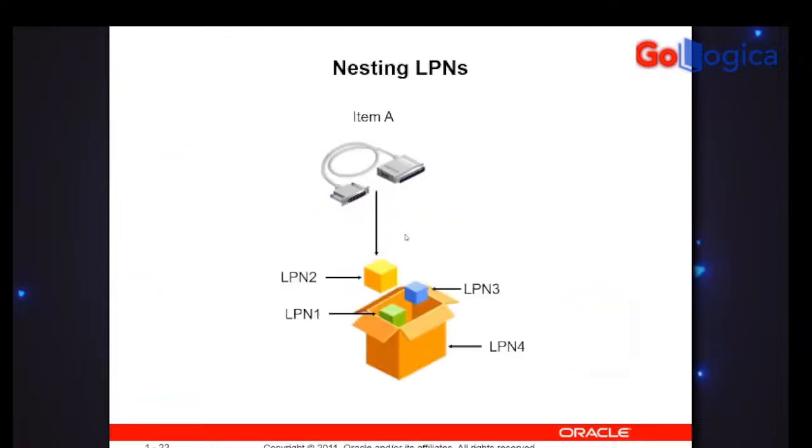LPNs can also be nested one within another. If you see in this picture, LPN 4 has two LPNs, LPN 1 and LPN 3, going in, and LPN 2 has another item A in it. So nesting of LPNs is also supported by WMS. For example, you can have one LPN over another LPN over another LPN, likewise.